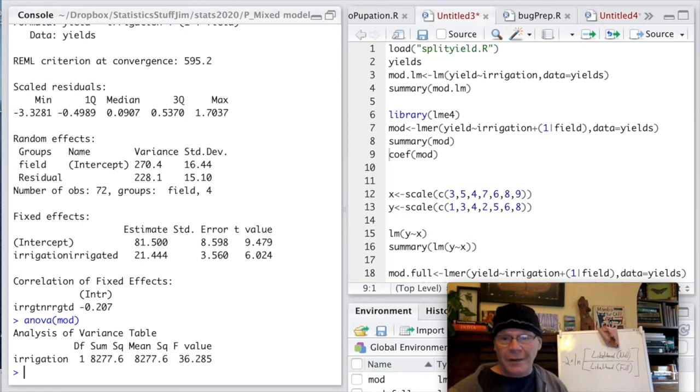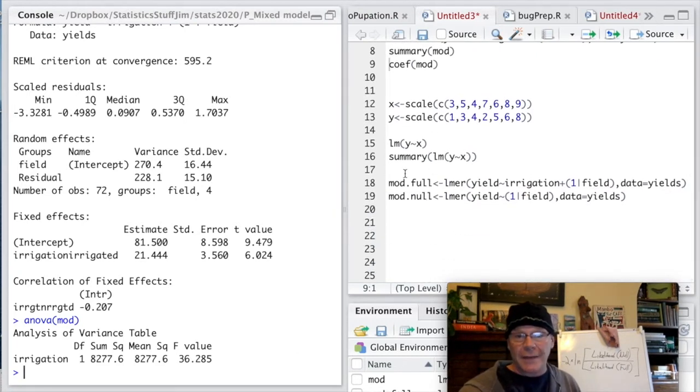And so if we wanted to compare those two, we can take these two models. So here I have the mod full and I have the mod null. Since we're going to be extracting the likelihoods out of that, we can go ahead and say reml equals false.